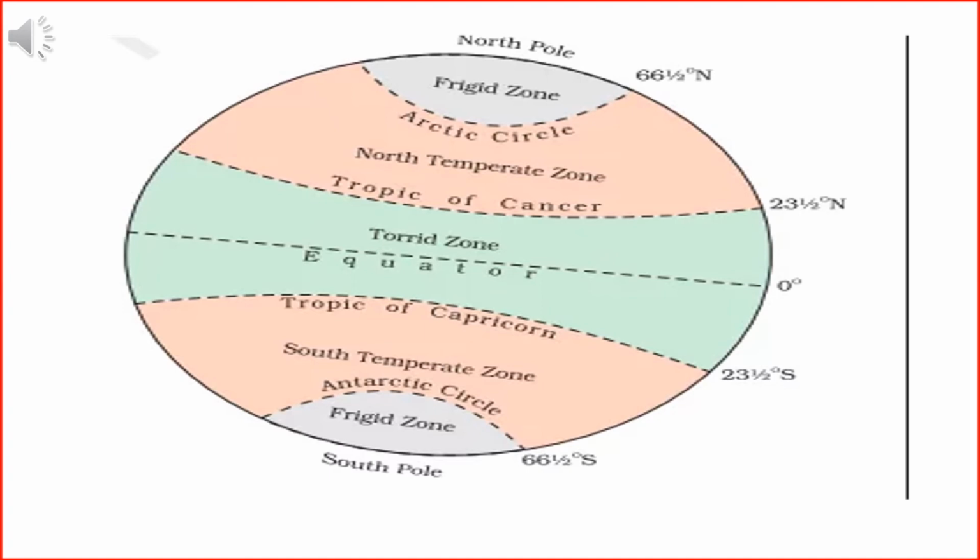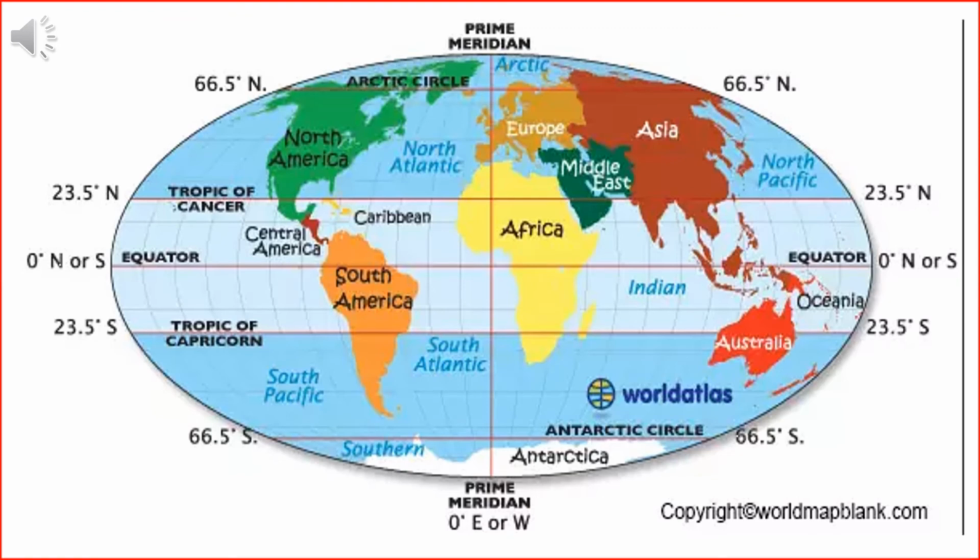So the Arctic Circle and Antarctic Circle are the frigid zones. Likewise, the area around the Tropic of Cancer is the northern temperate zone, and the area around the Tropic of Capricorn is the southern temperate zone. The area in between, in the equator region, is the torrid zone. This map shows you the full view of the latitude lines. What are they? Equator, Tropic of Cancer, Tropic of Capricorn, Arctic Circle and Antarctic Circle.